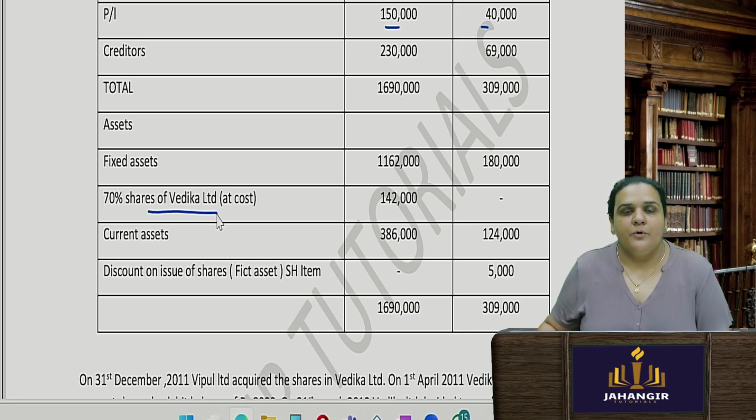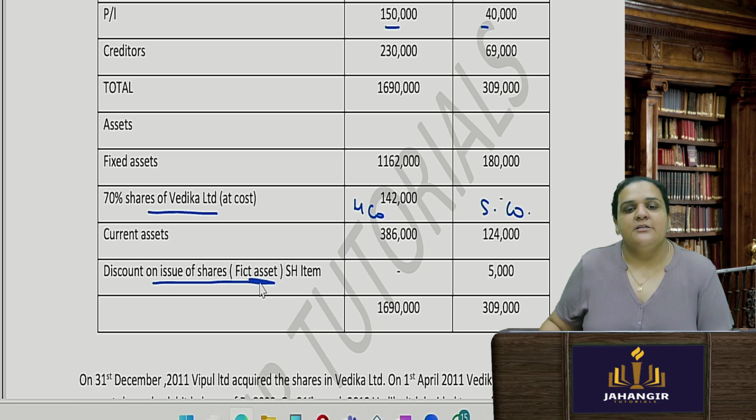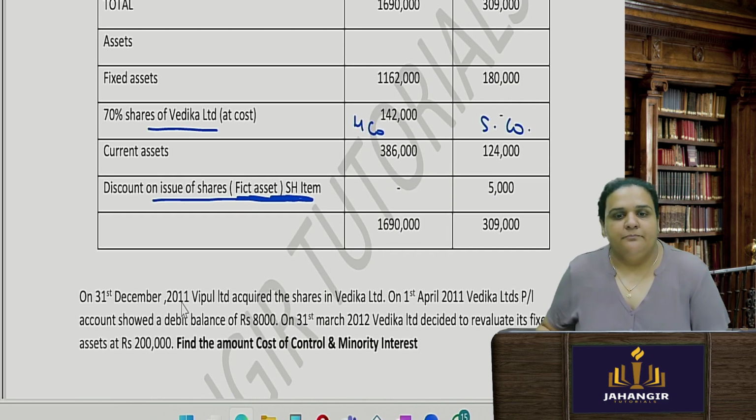That means Vipul is the holding company. Vipul is holding, and this is the subsidiary company. So we have a 70% stake. The cost of investment is 1 lakh 40. Then current asset, discount on issue of shares, fictitious asset. It is a shareholder item, 5,000.